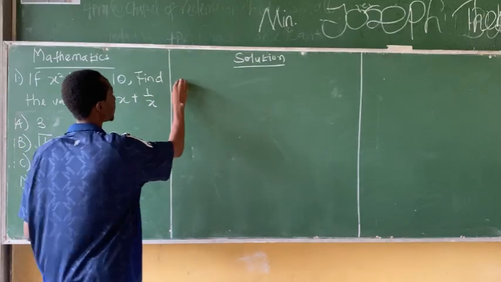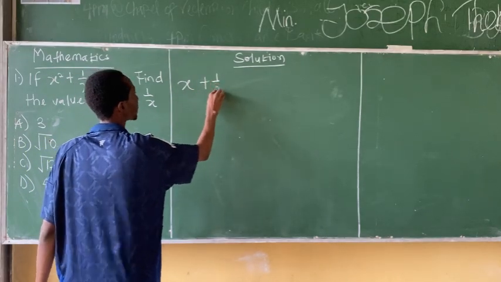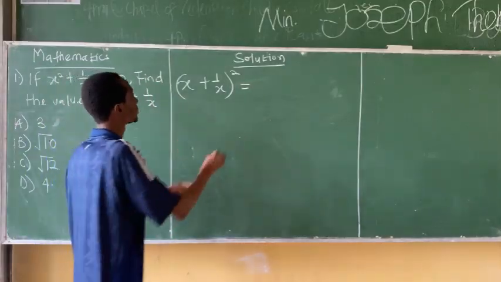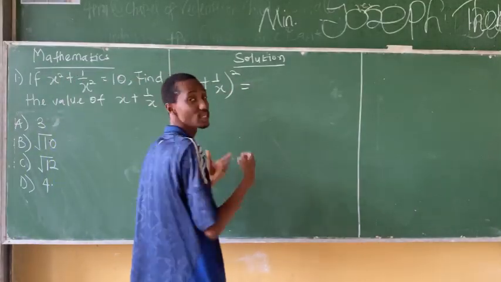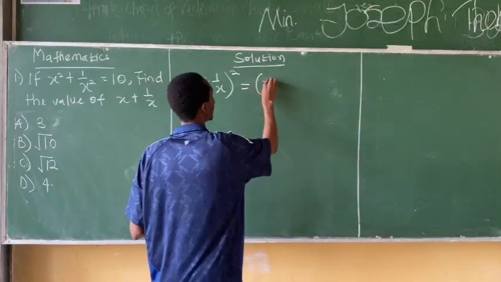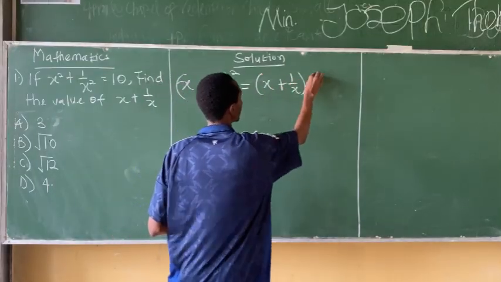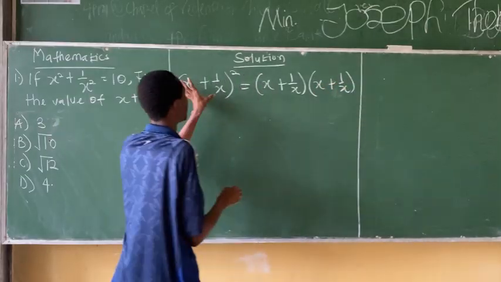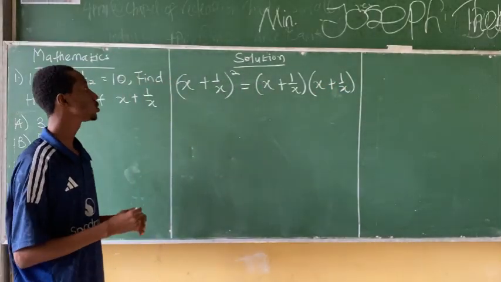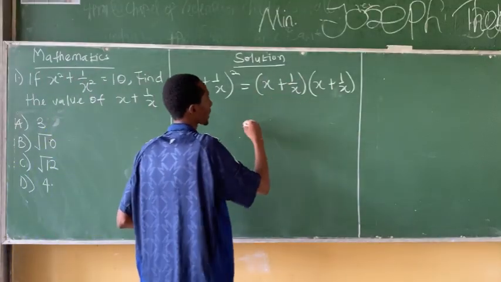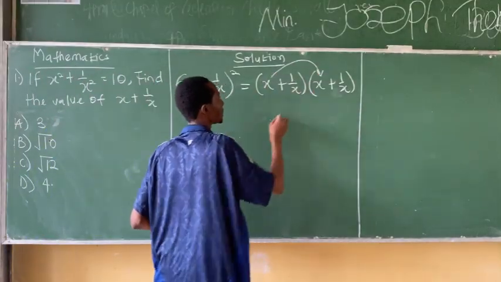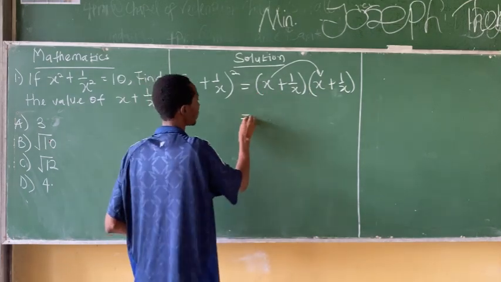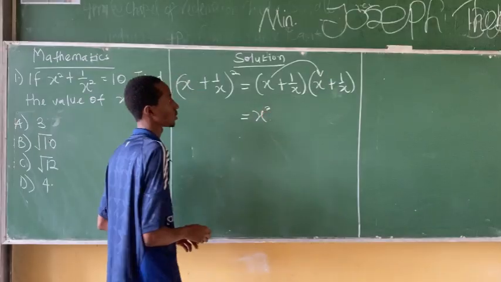We have that x plus 1 over x all squared is the same thing as this term multiplying itself 2 times. So we have x plus 1 over x into x plus 1 over x. That's what this simply means. Now, using useful identity, if we expand this bracket, x multiplies the first term in this other bracket, we have x squared.